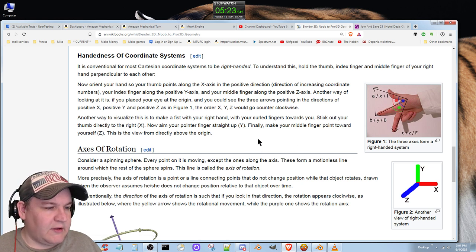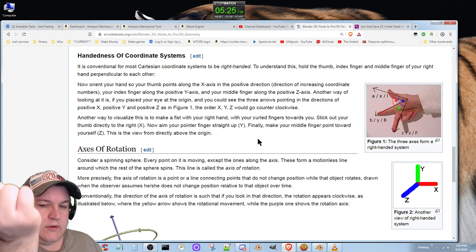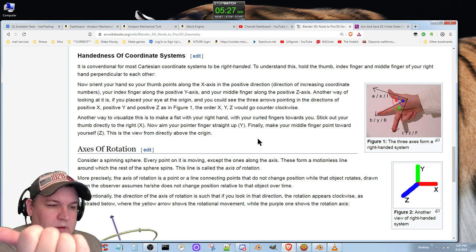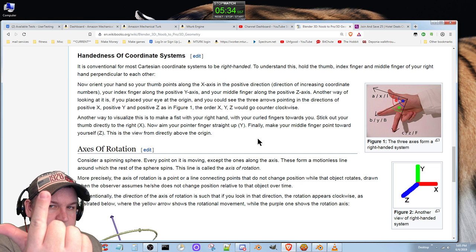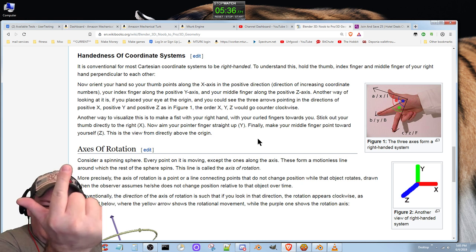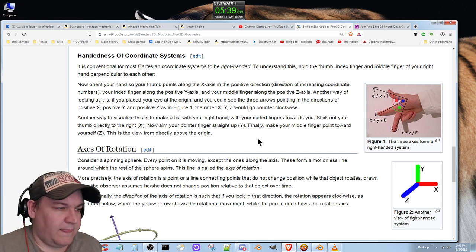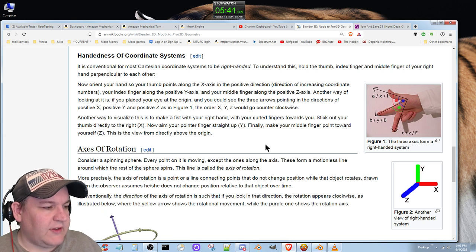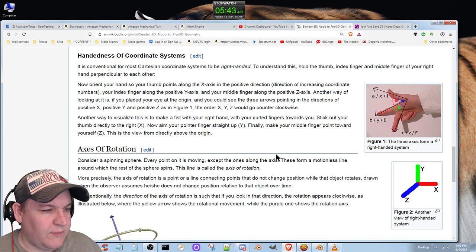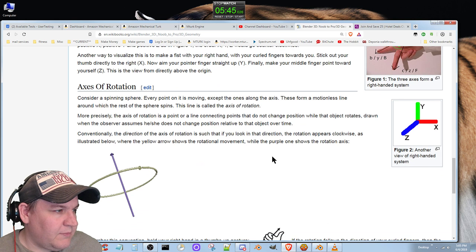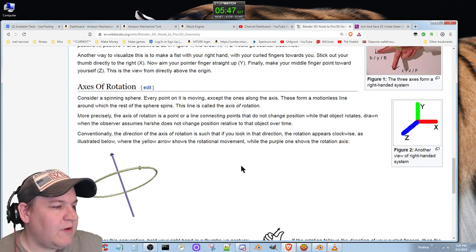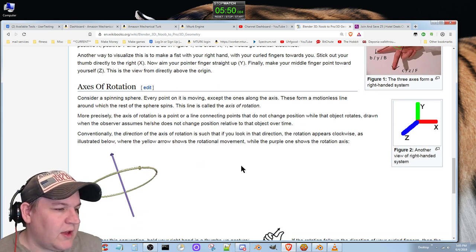Make a fist with your right hand, curled fingers toward you. Stick out your thumb directly to the right. Now aim your pointing finger straight up. See? That's X and Y like normal. And Z pointing toward yourself. Consider a spinning sphere. Every point on it is moving except the ones along the axis. These form a motionless line around which the rest of the sphere spins. It's called the axis of rotation.